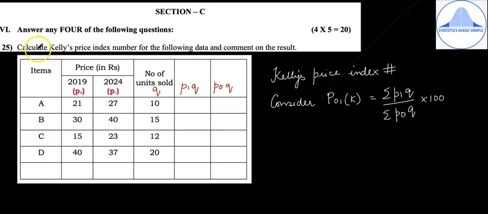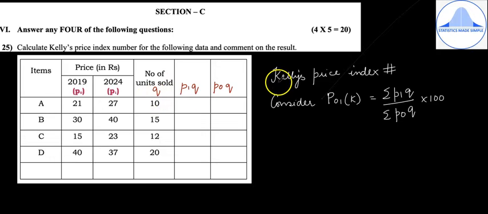Section C, sixth main, answer any four of the following questions. 4 into 5 is equal to 20. 25th question, calculate Kelly's price index number for the following data and comment on the result. So 4 items are given and the prices in the base year and current year are given. The prices in the base year are marked as P0 and the prices in the current year are marked as P1. Number of units sold is a fixed quantity Q.